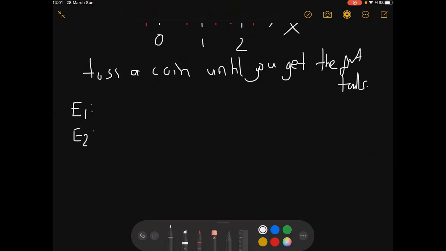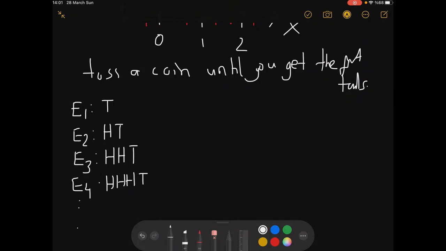Event 1 should be directly getting the tails, right? The first one would be this one. And how about event 2? The first one is heads and the second one is tails. And event 3, heads, heads, tails. And event 4, heads, heads, heads, tails. It goes like this, to infinity, right? Infinity.